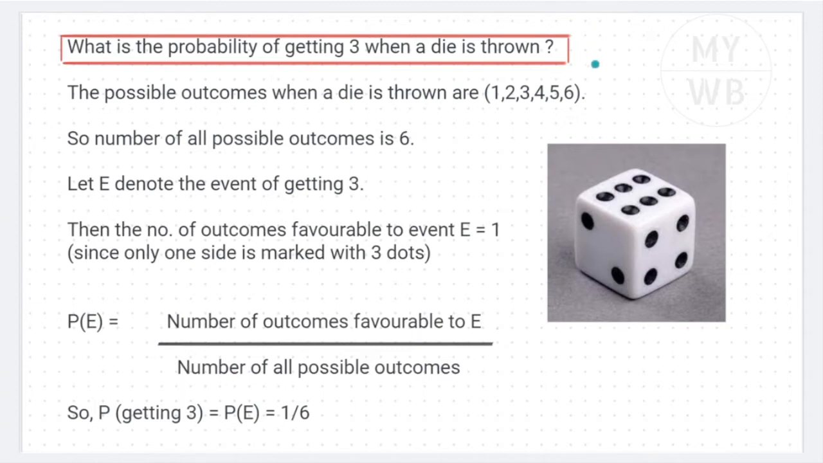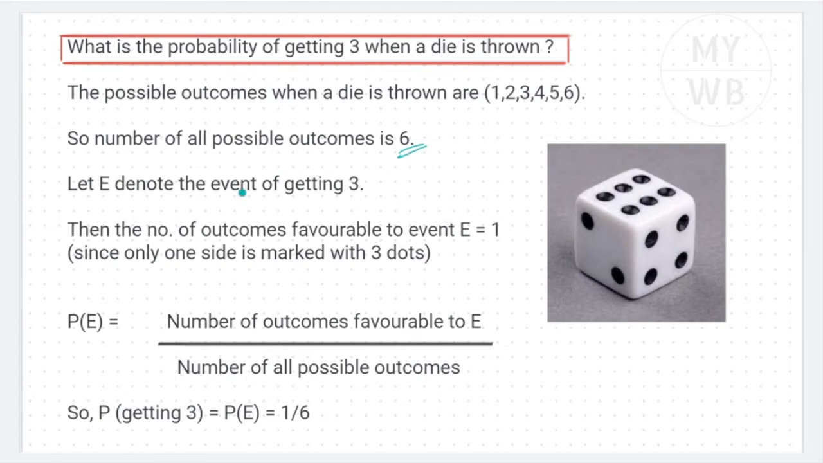What is the probability of getting 3 when a die is thrown? The possible outcomes when a die is thrown are 1, 2, 3, 4, 5 or 6. You might get any one of these numbers on a single throw of a die. So the number of all possible outcomes is 6. It's the count of all the possible outcomes. We have 6 different outcomes, so the number of possible outcomes is 6.